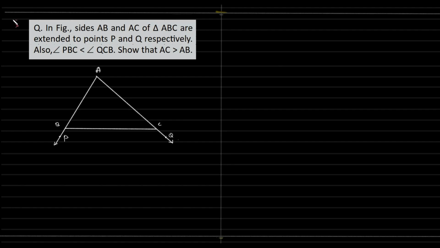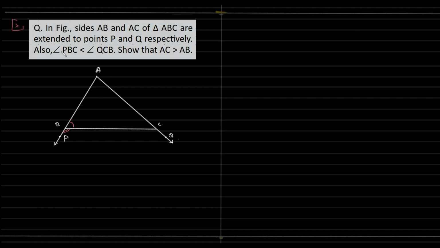In the figure, sides AB and AC of triangle ABC are extended to points P and Q respectively. What does extended mean? This is a straight line. A to P is a straight line, so these two angles will add up to 180 degrees, a linear pair.